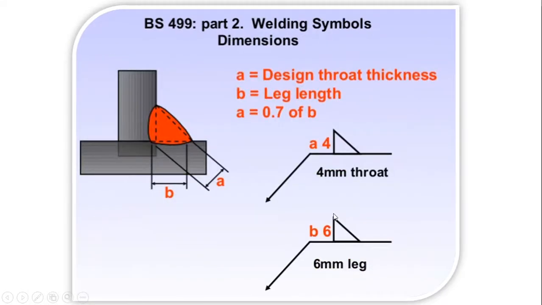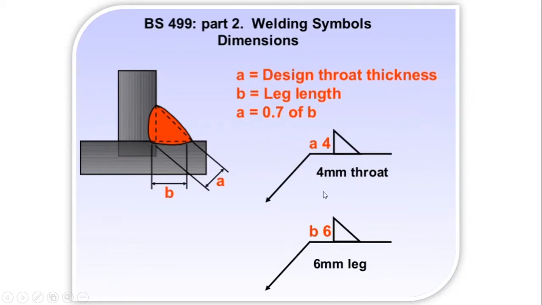The next one is welding symbols and dimensions. Here this is the welding area, where this distance is A and this distance is B. A is the distance through thickness, the throat, and B is the leg distance. Generally A is 0.7 times B.